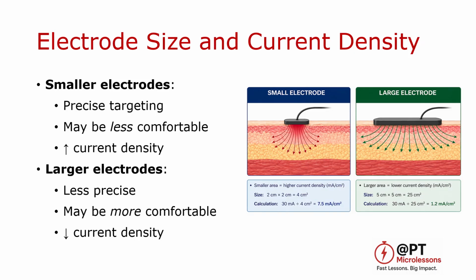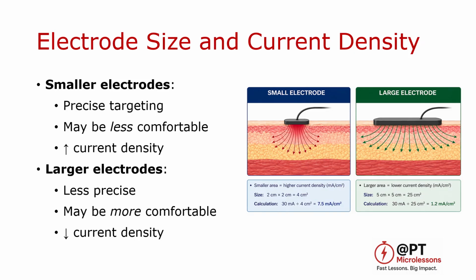Electrode size also affects how the stimulation is delivered. Smaller electrodes allow for more precise targeting of a specific area. However, they increase current density, which may reduce comfort. Larger electrodes are less precise, but they spread the current over a greater area. This lowers current density and is often more comfortable for the patient.